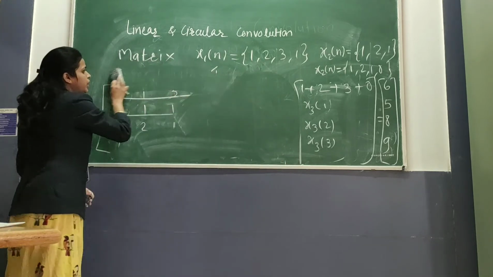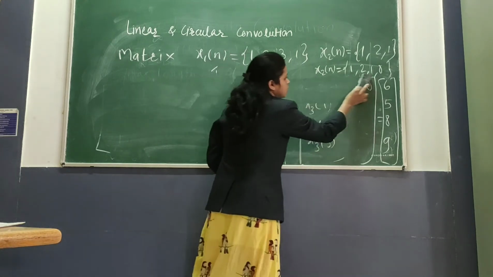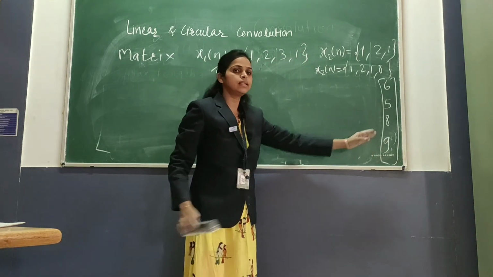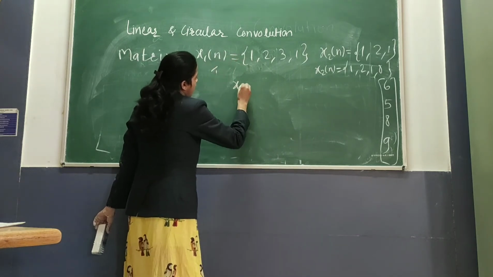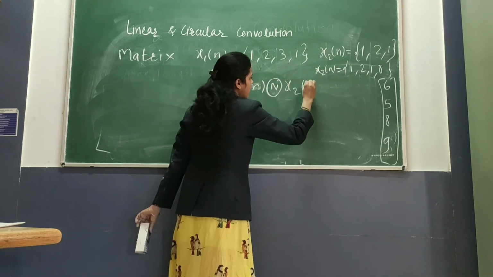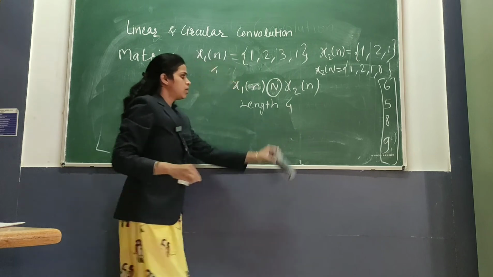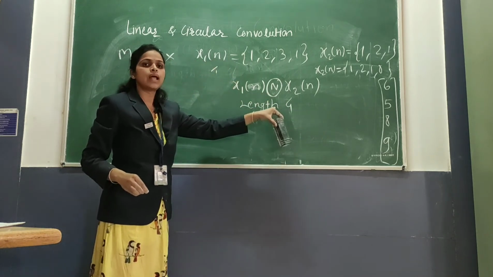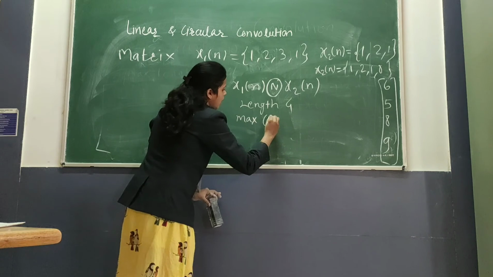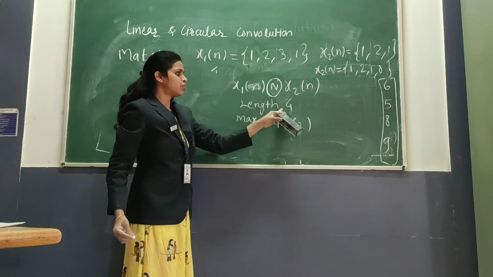The basic difference between circular convolution and linear convolution is its length. After solving this example, we come to know that the length of the circular convolved signal is 4. When x1 of n is circularly convolved with x2 of n, we get a length of 4, because the length of circular convolution is the maximum length present in the sequences. From the x1 signal and x2 signal, whichever is the maximum will be the length of circular convolution.